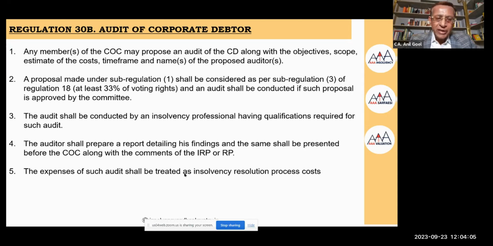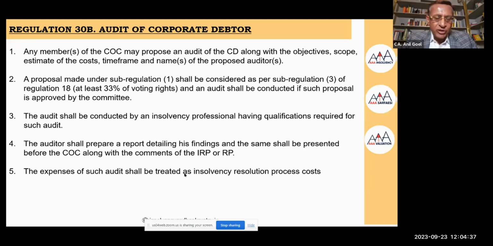Any member of the COC may propose the audit of the corporate data along with the objective, scope, estimate of the cost, time frame, and the proposed auditor. 33% voting share is required for making such a proposal, and the audit can be conducted if it is approved by the committee of creditors. Because this is an operational matter, it doesn't require 66% voting, it requires only 50% plus voting. Audit shall be conducted by an insolvency professional having the qualification for such audit.